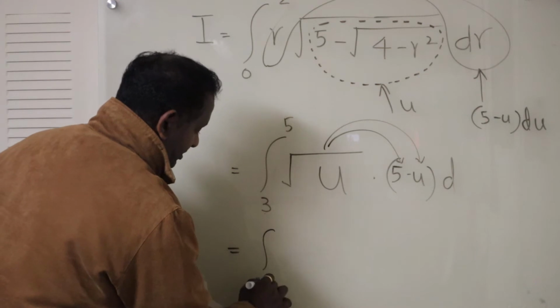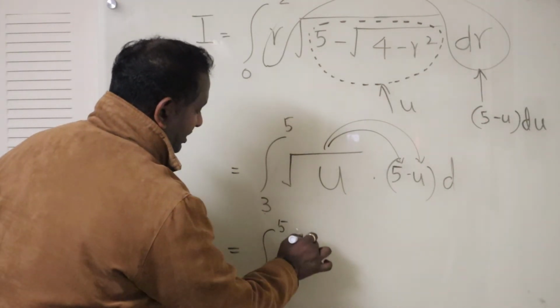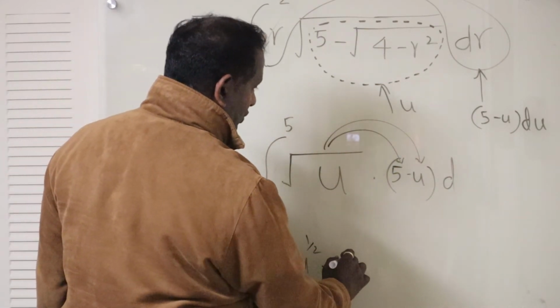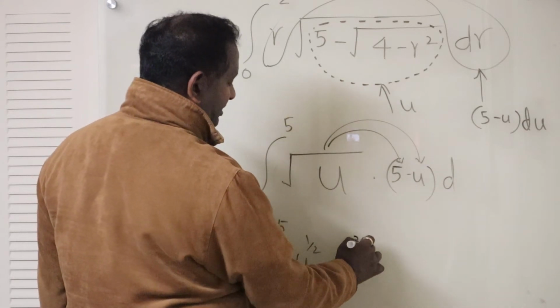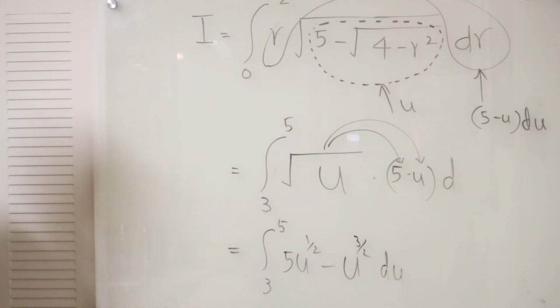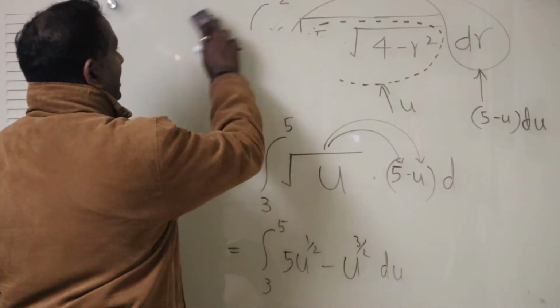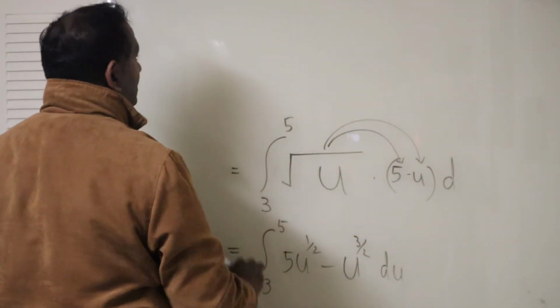So from 3 to 5, 5 u to the half minus u to the half times u is u to the 3 halves, du. See, look at what happened. We got a very reduced integral at the end of the day. So I'm going to go further down and now integrate with respect to u.